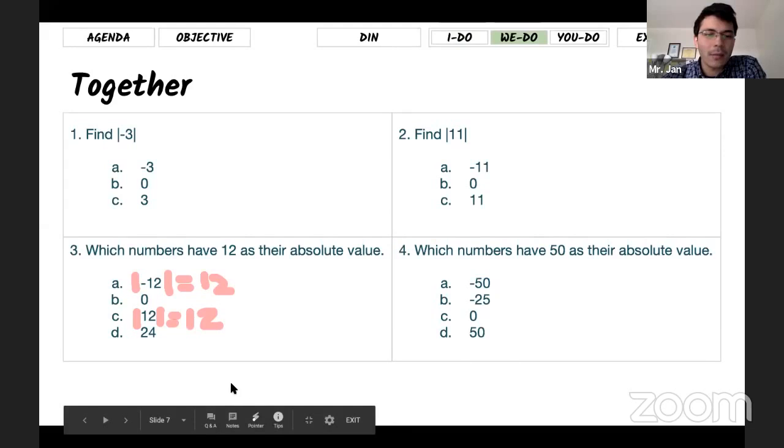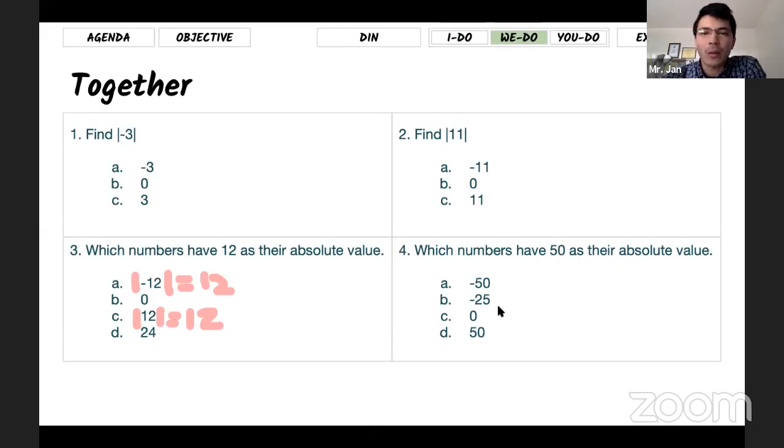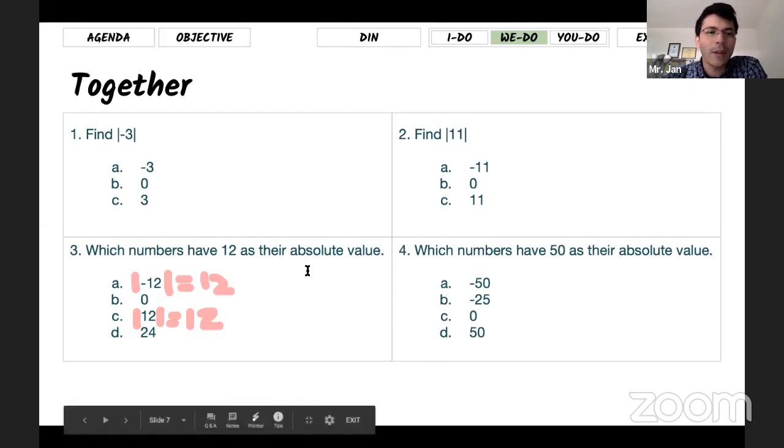Okay, so a very similar question now. Let's see if you can find this one. Which numbers have 50 as their absolute value? Dian, got it. Yes, A and D, D and A. Whoever said that, you guys are perfect. Everybody said the right answer, so everybody's perfect. Okay, and we're going to move on slowly now.